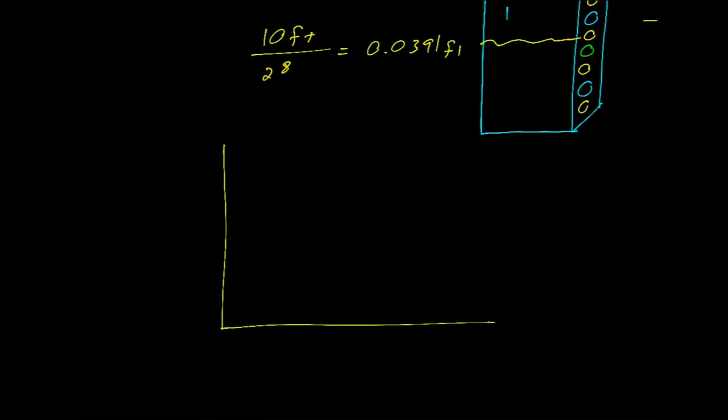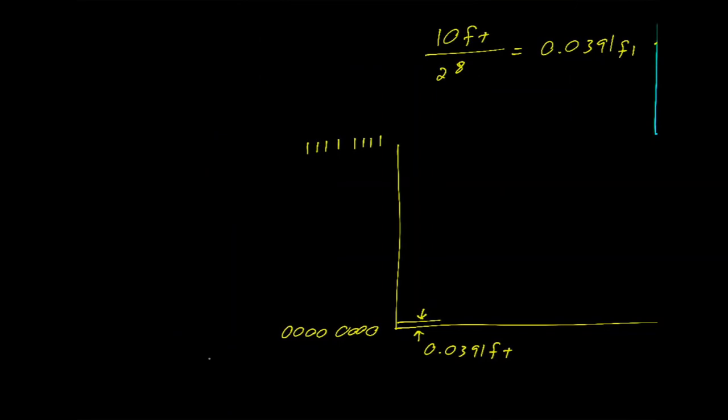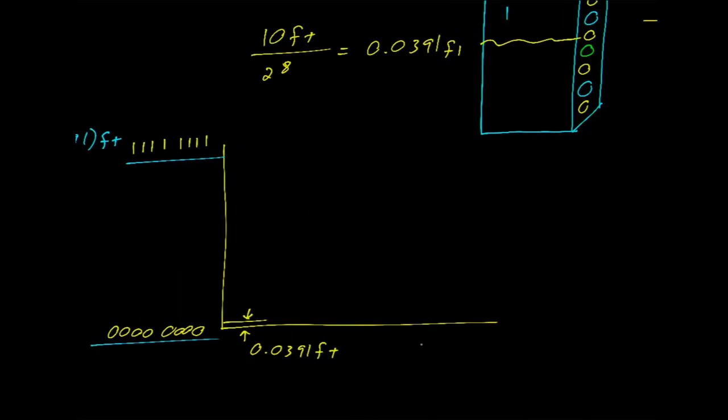Graphically, that means the tank goes from 0000000 all the way up to 1111111 with a resolution, right? The smallest increment that it can measure is 0.0391 feet. Think of this as a mapping operation, where 0 corresponds with that digital number, and 10 minus 0.0391 corresponds with that number. Being mindful of units, we have feet, feet. And I didn't mention this, but we have time on this axis.